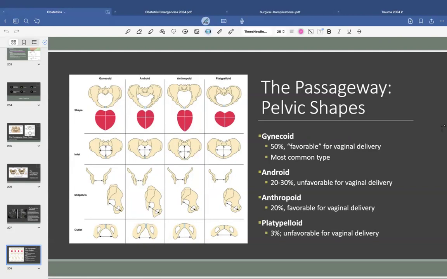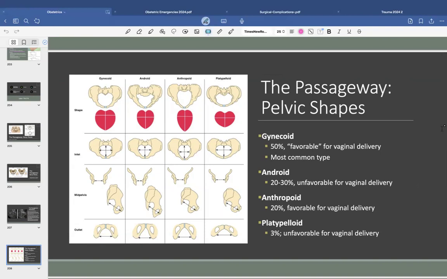Anthropoid almost looks like a human head. So you want that one as well. Those are both favorable, gynecoid and anthropoid. Android sounds like a phone or an alien, and you don't want aliens coming out of it. So that's probably not favorable. And then platypoid, you think about the animal platypus, you don't want a platypus coming out of you either. So those are not favorable. So we want gynecoid or anthropoid for vaginal delivery. So those are the different shapes.